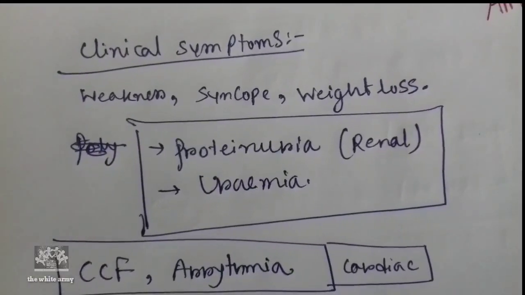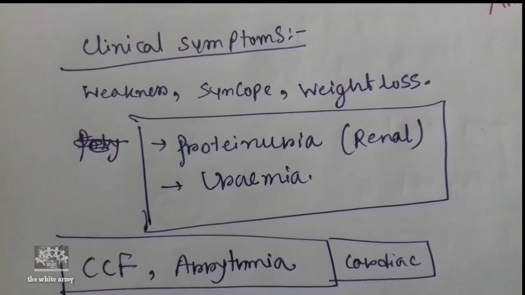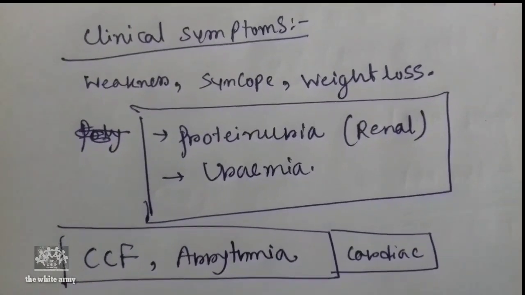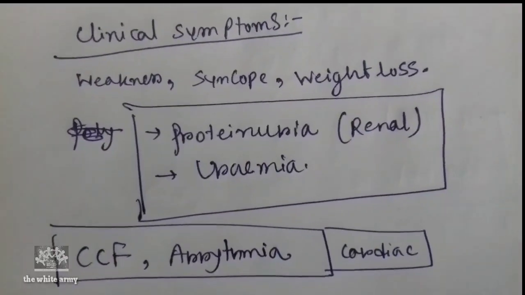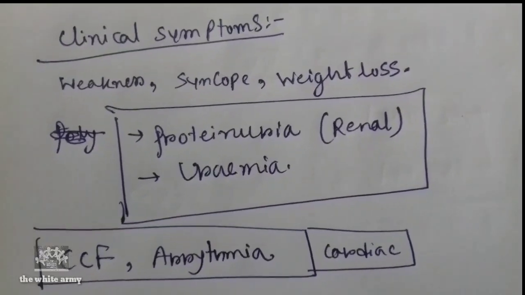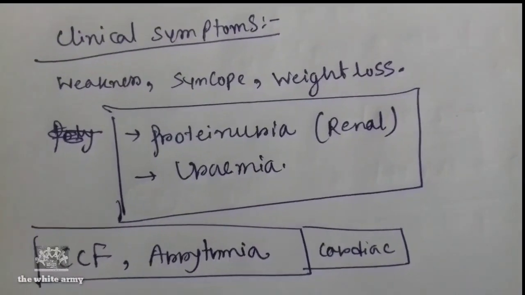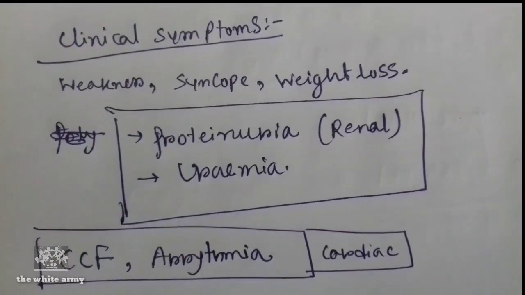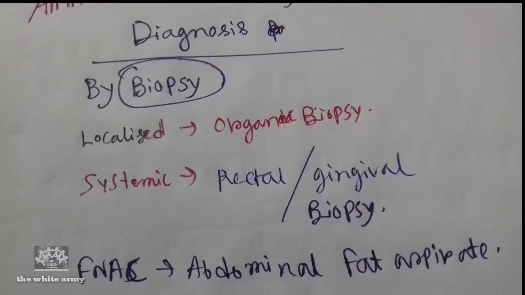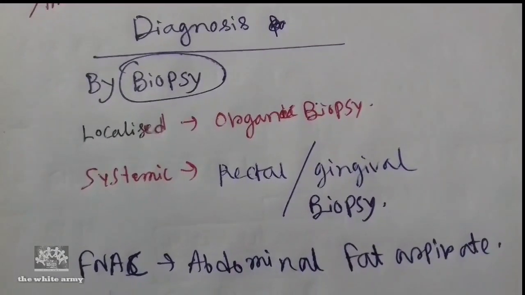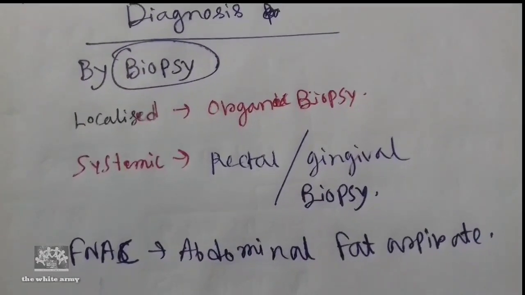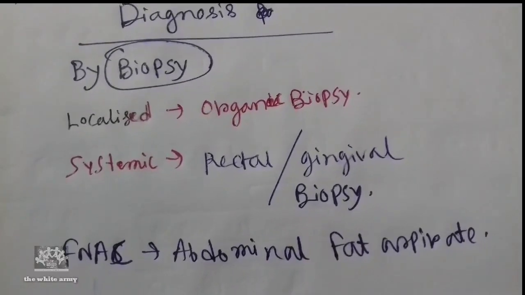The clinical symptoms associated with amyloidosis depend upon the magnitude of the deposition, and they are non-specific actually, but there are some symptoms like weakness, syncope, weight loss. And in case of renal failure, there might be proteinuria, uremia. In case of cardiac problems, there might be chronic cardiac failure. Then there might be arrhythmia due to amyloidosis. The diagnosis is basically done by biopsy. In case of localized amyloidosis, an organ biopsy is done, and in case of systemic amyloidosis, a rectal or gingival biopsy is taken. And nowadays FNAC is also done from abdominal fat aspirate.